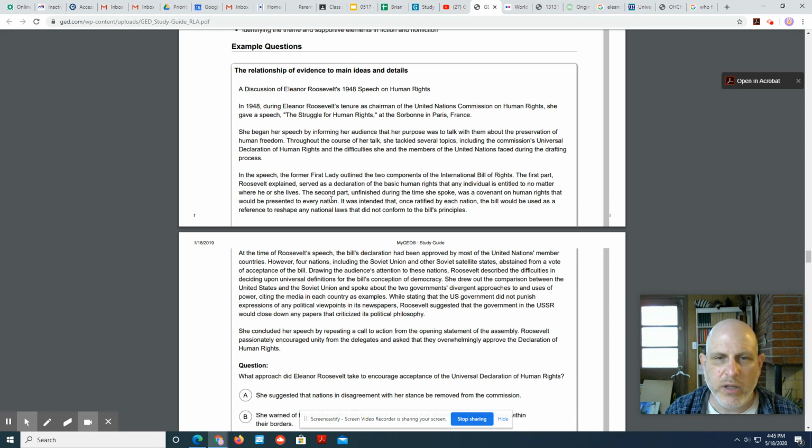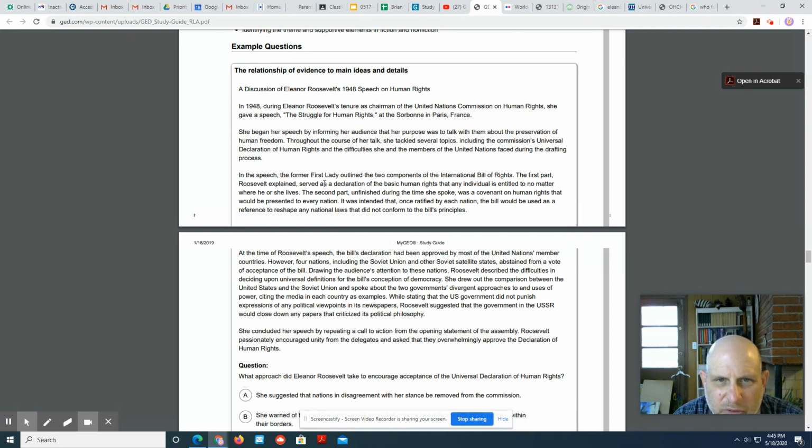The second part, unfinished during the time she spoke, was a covenant. Covenant means an agreement on human rights that would be presented to every nation. It was intended that once ratified, once passed by each nation, the bill would be used as a reference to reshape any national laws that did not conform to the bill's principles. This is like a lot in here. Let me look at it again.